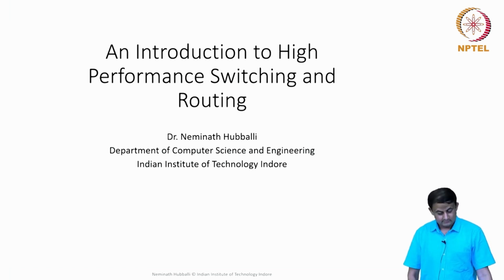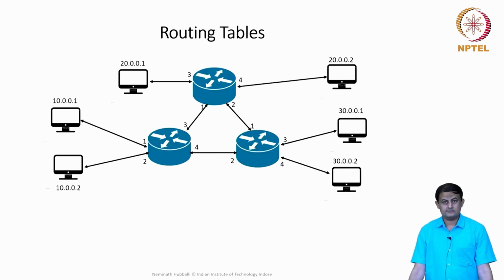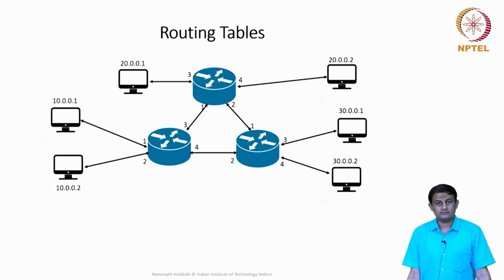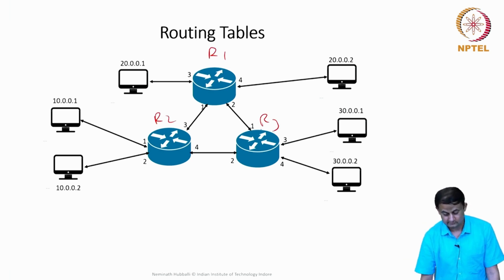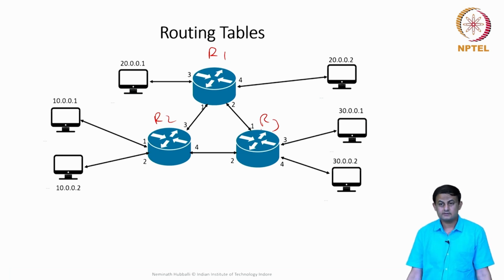And so here is a sample network where there are three routers. Let's name them R1, R2 and R3. There are three routers and then six computers. There are some IP addresses assigned to these computers and they are shown here, 10.0.0.1 and something along those lines.